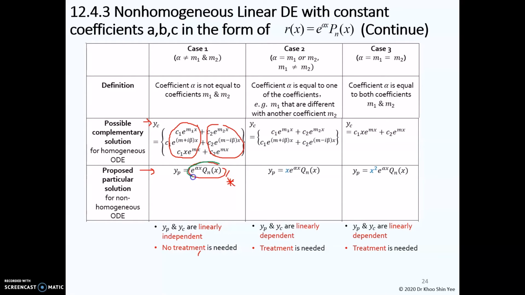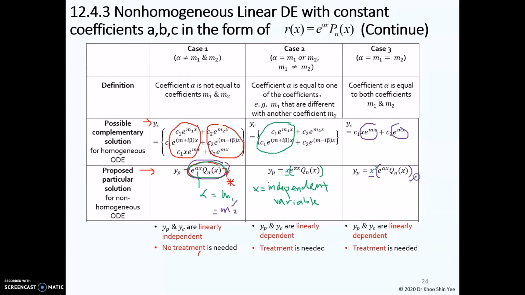However, if you see your particular solution is the same as one of the complementary solutions, where alpha is equal to m1, then you need to perform the treatment by multiplying your particular solution with the independent variable. Lastly, if you have a particular solution where alpha is equal to m1 and also equal to m2, the complementary solution will be linearly dependent on the particular solution. In this case, you need to multiply the particular solution by x squared.